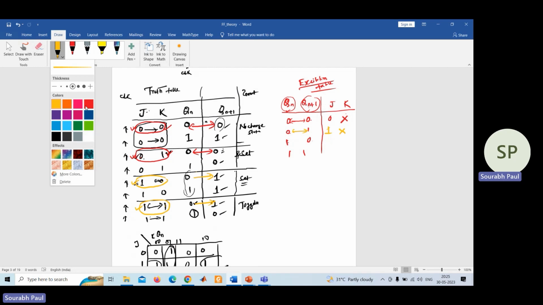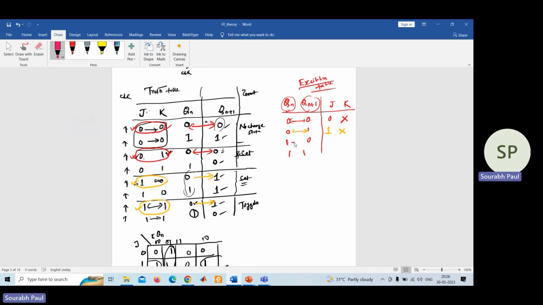Now do the same thing for the third combination, that is 1, 0. Try to find out how many times you got 1, 0 in the truth table. One time here, and anywhere else here, so two times you got. Check the corresponding values of J and K. Here you can see J is sometimes 0, sometimes 1, whereas K is 1 in both cases. So it means don't care, 1.